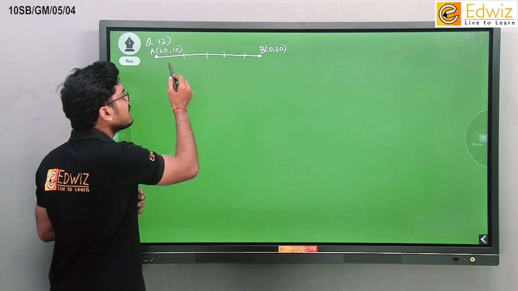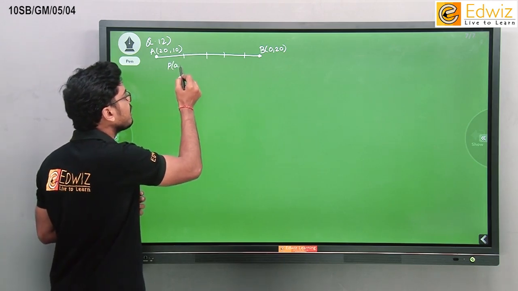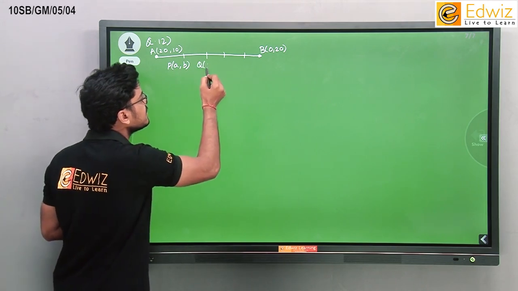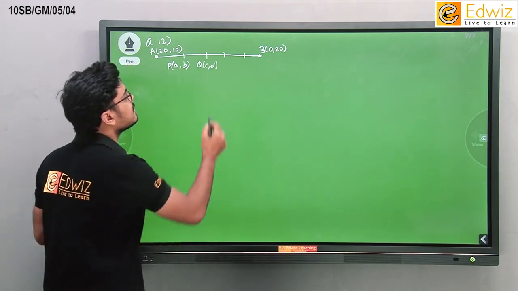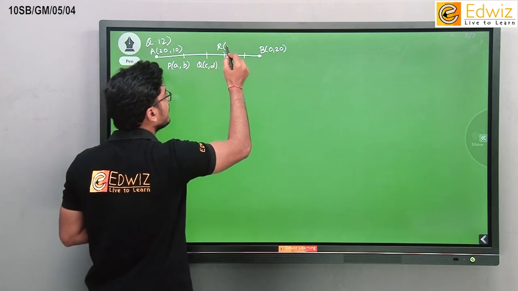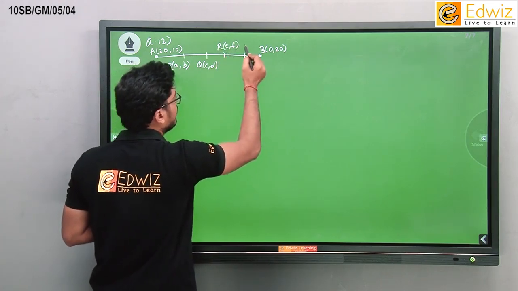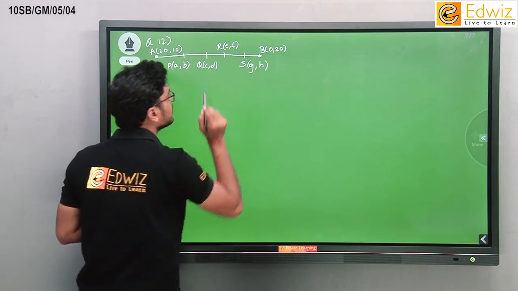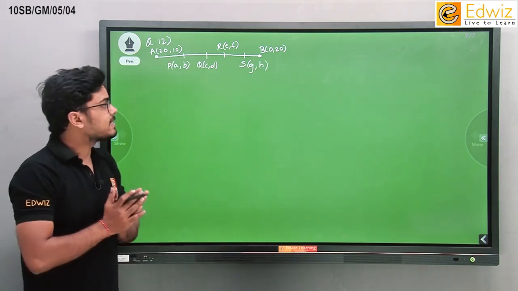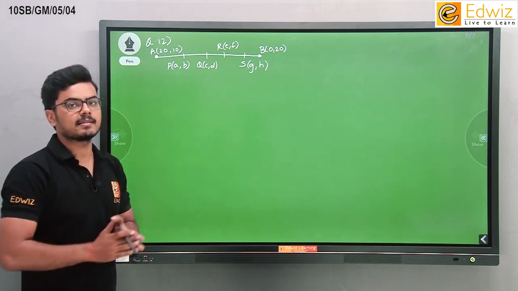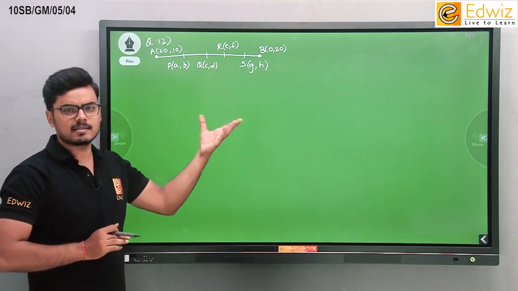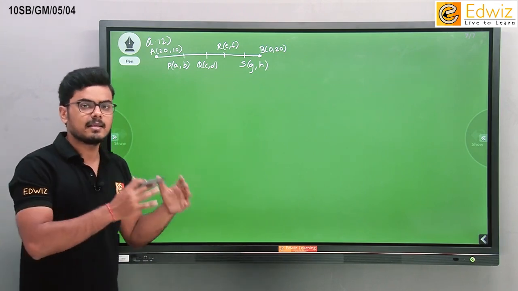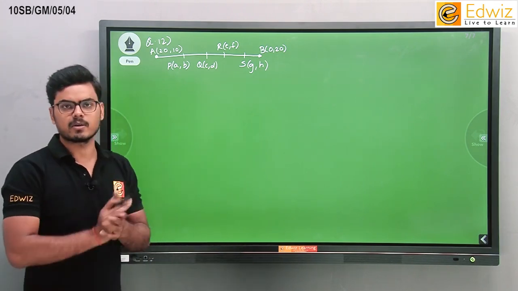This point I have named point P, A, B. Okay, point Q, C, D. Then this is point R, E, F and point S, G, H. Okay, suppose these are the different points that are dividing this line in 5 equal parts. Now again, this is not a very difficult question, just like the previous one that we did, just a little bit lengthy. The question will just be a bit bigger, that's it.